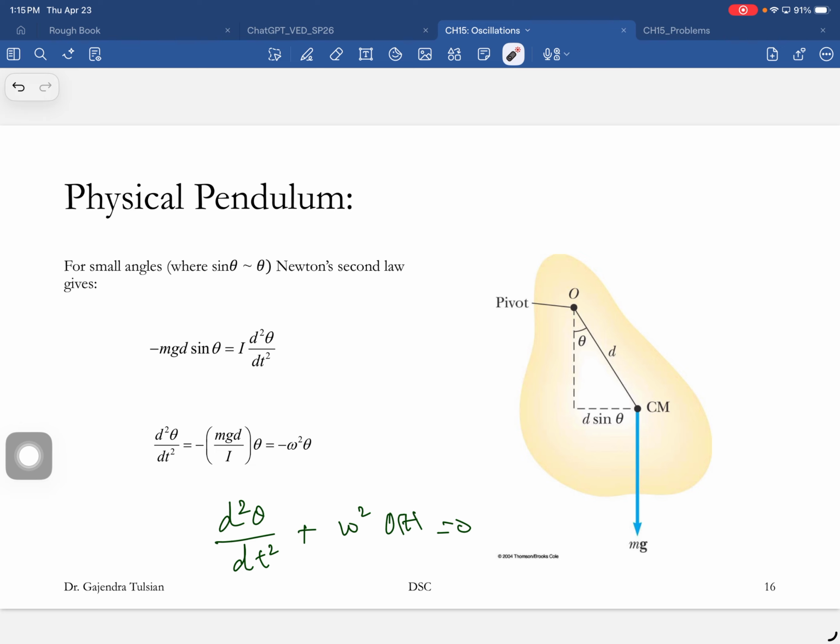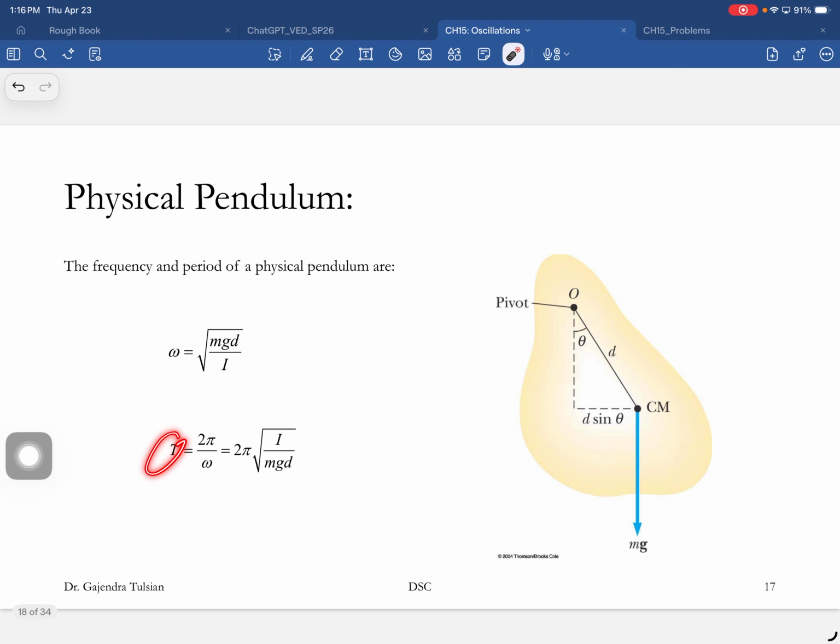So again, if you measure the configuration of the system by this parameter, d squared theta by dt squared is minus omega squared theta, where omega squared is mgd over I. mg is the weight of this object, d is the distance between center of mass and the pivot point, and I is the moment of inertia of this object about that point. Again, this is a simple harmonic oscillator, and the period is given by 2 pi square root of I over mgd.